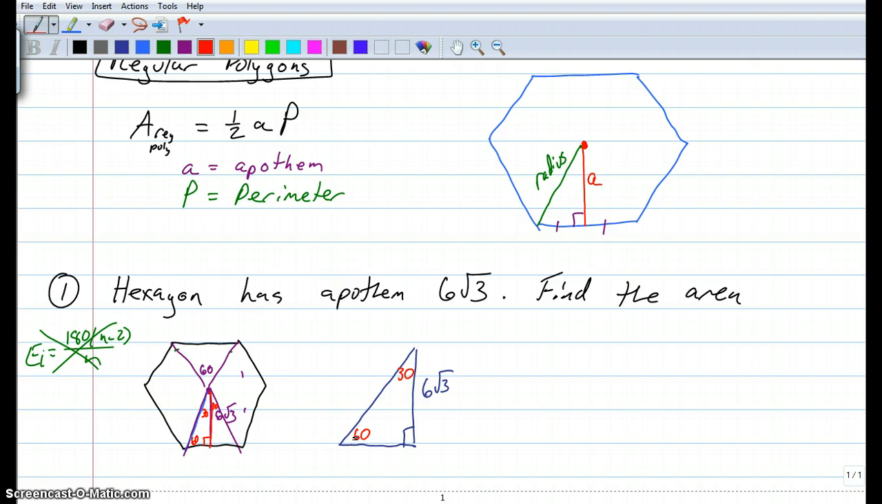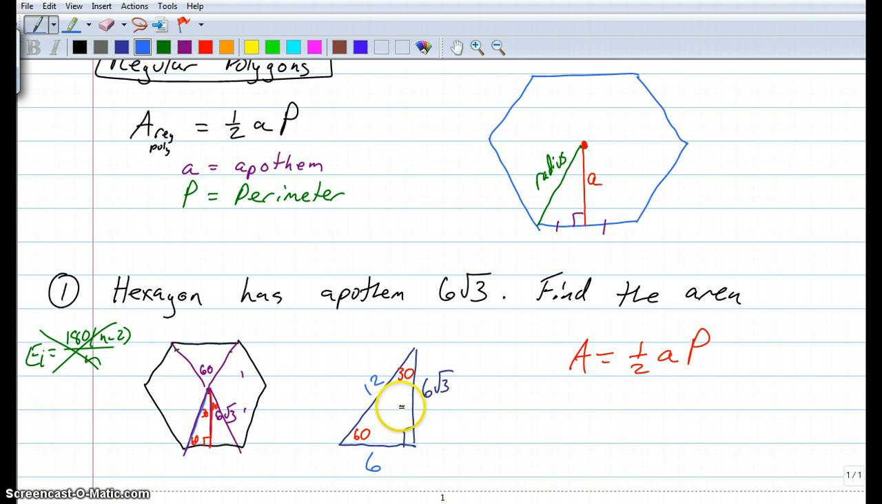All right, why are we doing all of this? Well, remember, area is 1/2 the apothem times the perimeter. Now we've got the apothem. What we don't have is the perimeter. We know nothing about the perimeter. So if this is 6√3, this is a 30, 60, 90 triangle, which means that opposite the 30, this would be 6. And just for fun, the radius is 12.